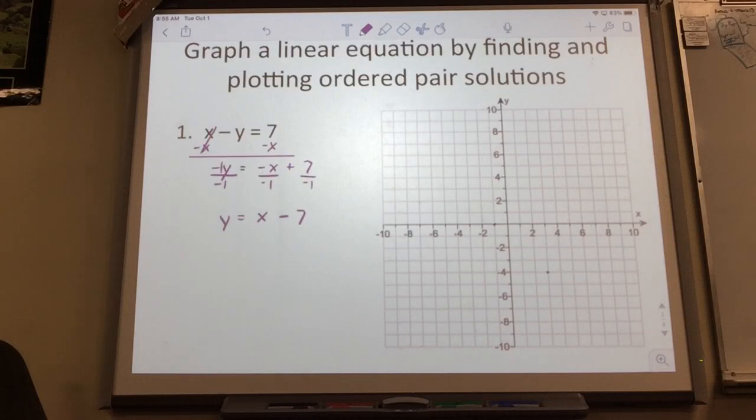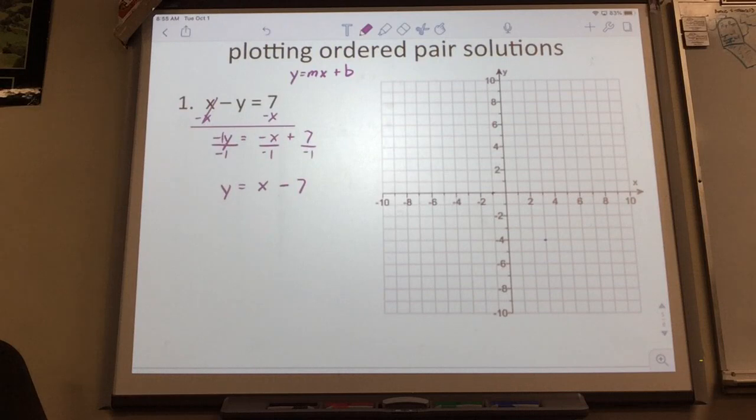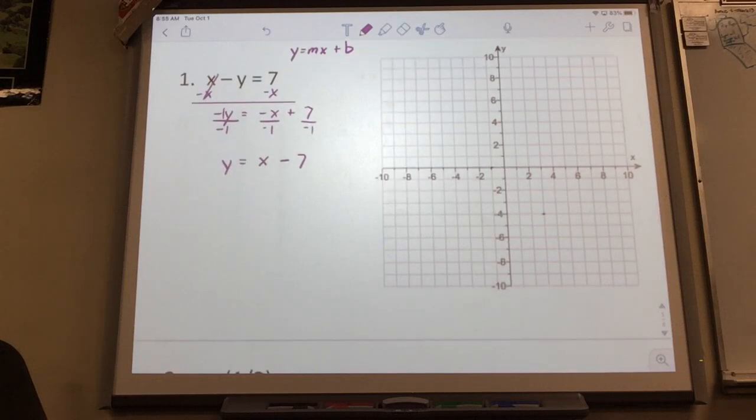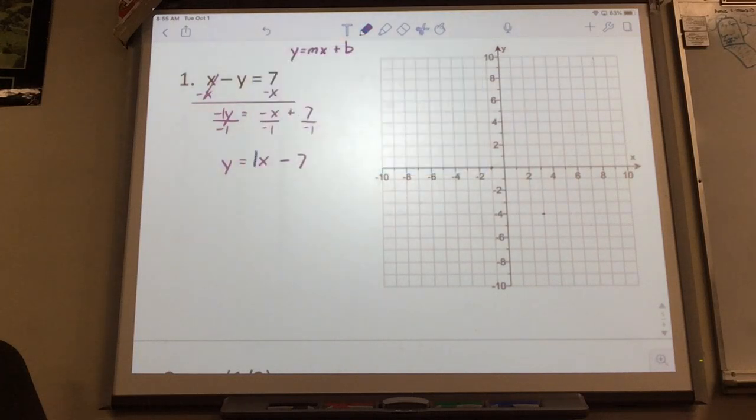Okay, so from here, now that we have it in y equals mx plus b form, we want to write down what those two other variables are, what the m is and what the b is. So what is the m in our equation? Slope. And what is that number? 1. M is whatever's before the x. So our m is 1. So down here, m is 1.